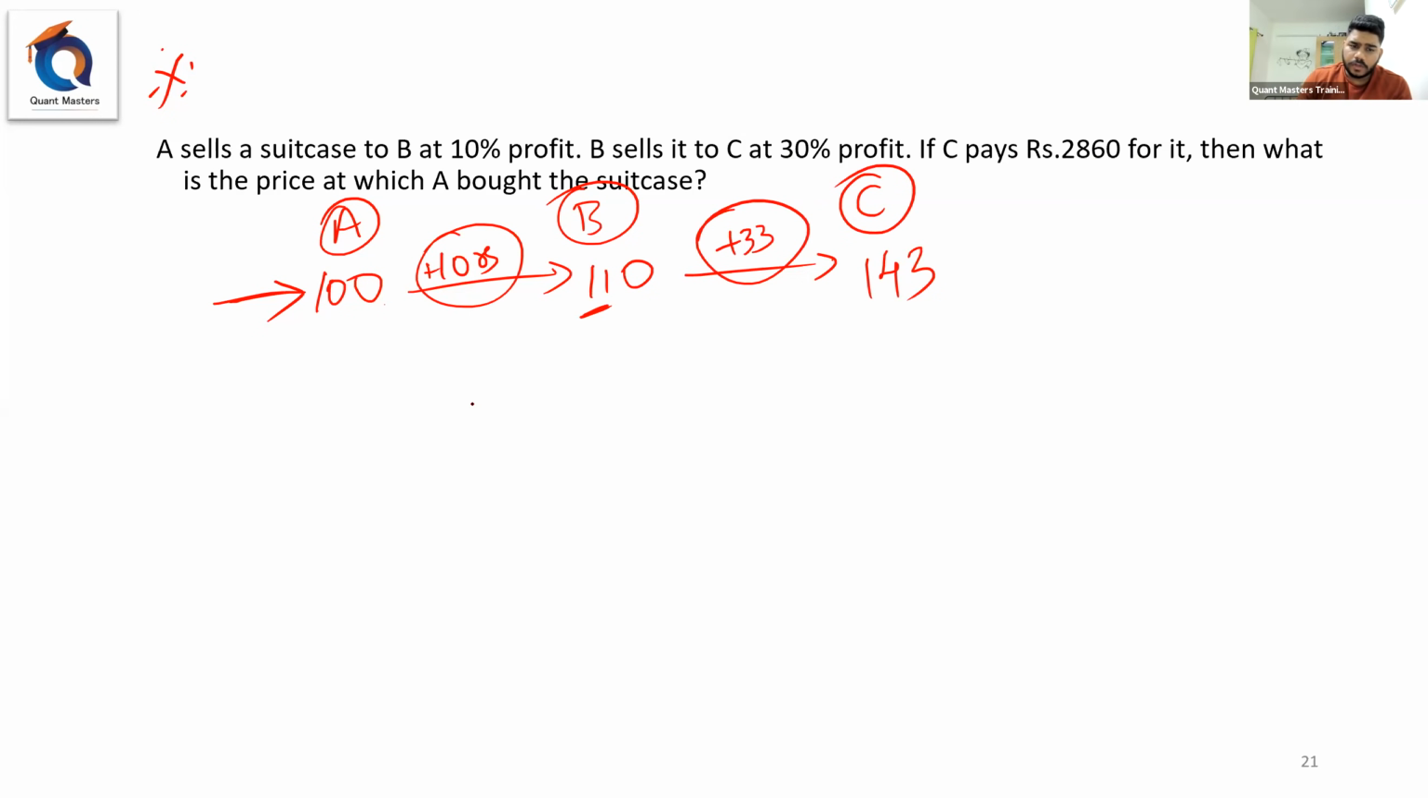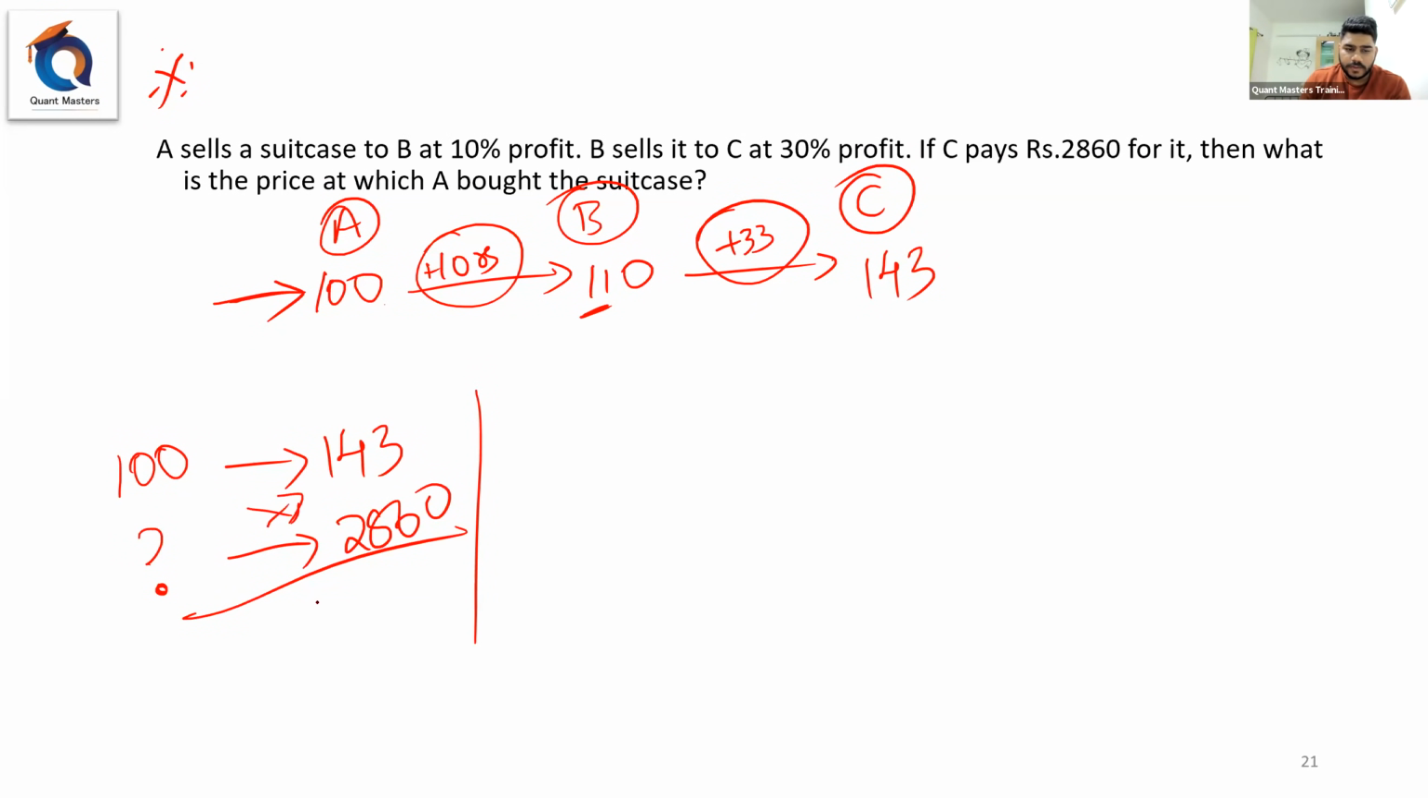Now, two ways of doing this. Sir, when I assumed A is buying at 100, C is buying at 143. So what is the actual price at which A is buying, when the actual price which C is giving is 2860? So what do you do here? You just cross multiply. So this will be 2860 into 100 divided by 143.